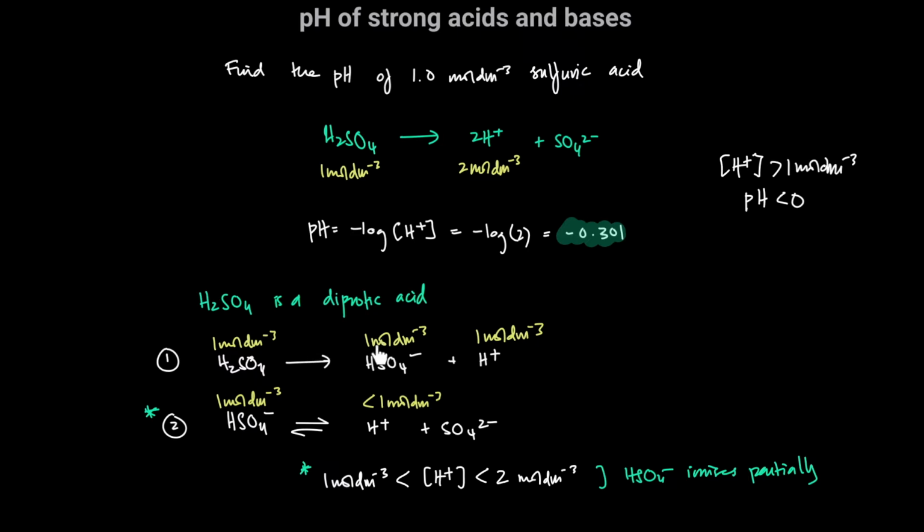It's still considered a strong acid because we do have complete ionization of sulfuric acid when it loses a proton. It does completely ionize to form protons. That first step is complete ionization. The second stage, which is the ionization of HSO4 minus, is partial ionization. The sulfuric acid is still a strong acid, whereas HSO4 minus here is actually a weak acid.